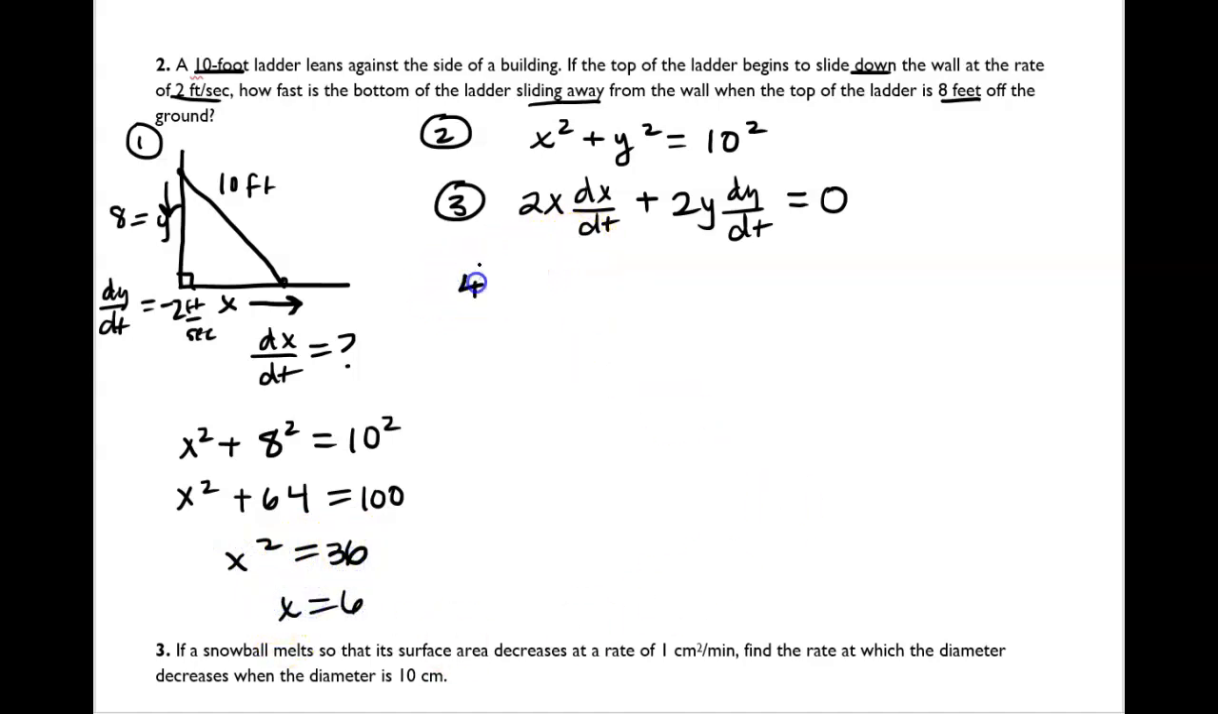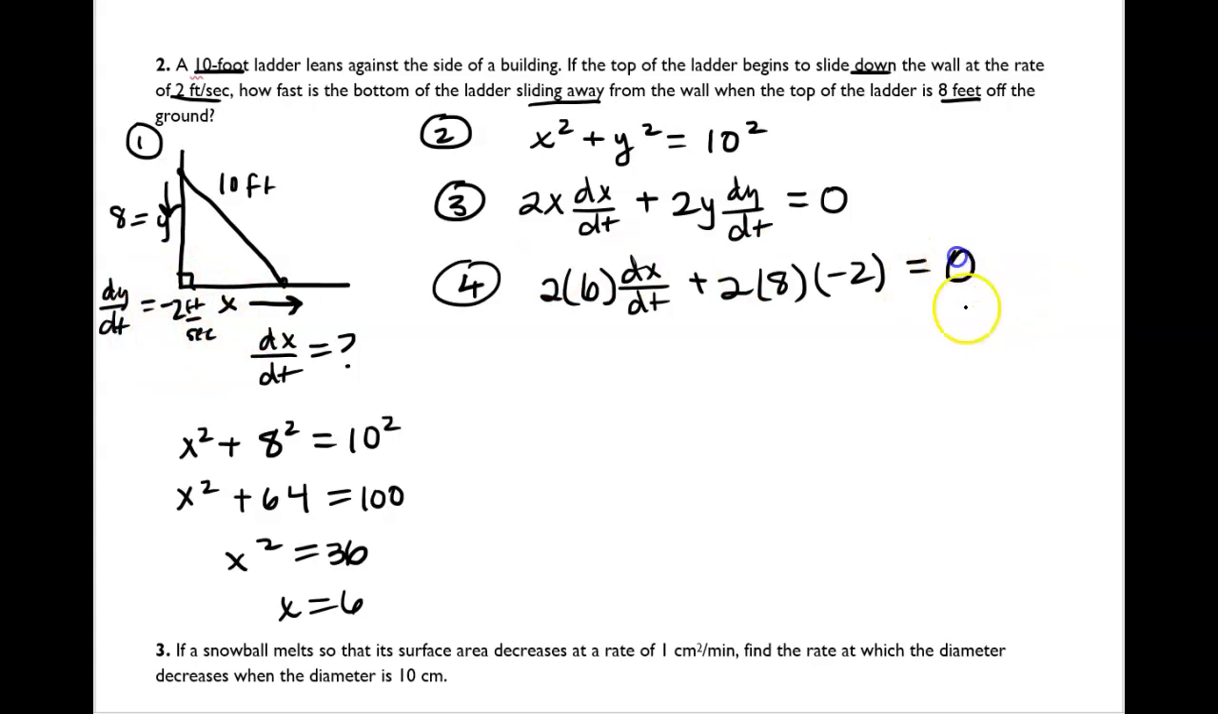So then step 4, I'm going to go ahead and plug in 2 times 6 dx/dt, which is what I'm trying to solve for. My y is 8. My dy/dt is negative 2. So those negatives, a lot of times, you're going to have to infer in the problem. So just pay attention to that. Equals 0. Step 5, let's go ahead and solve.